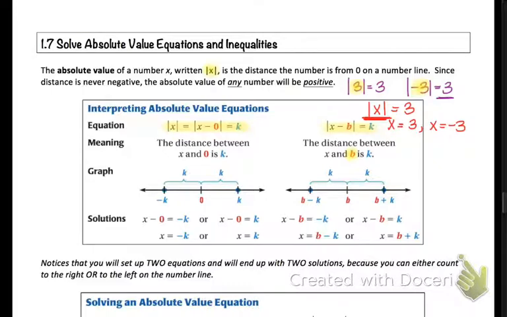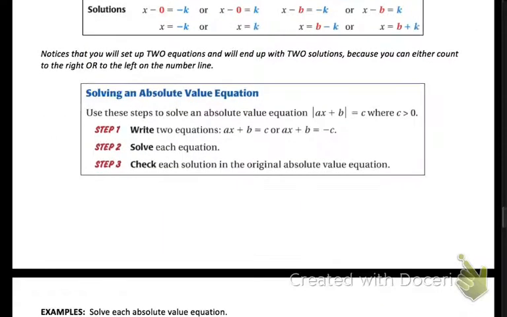So here's what I want us to look at. How do we then apply this idea to be able to solve absolute value equations? Well, here are the steps, and these you probably want to have in your notes. If we want to solve an absolute value equation that is in the form of the absolute value of ax plus b equals c, then we can go ahead and set up this equation. Since we can either count to the right or the left, we have to set up two different equations that are going to account for that.